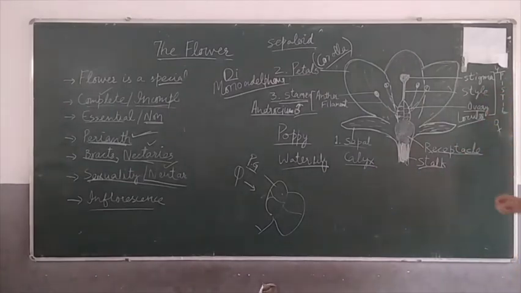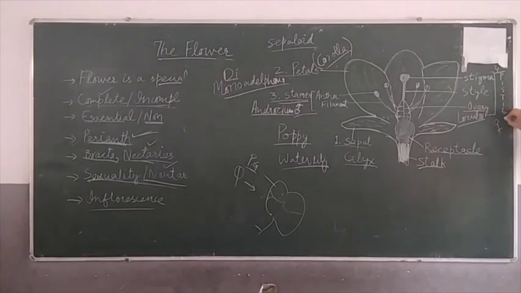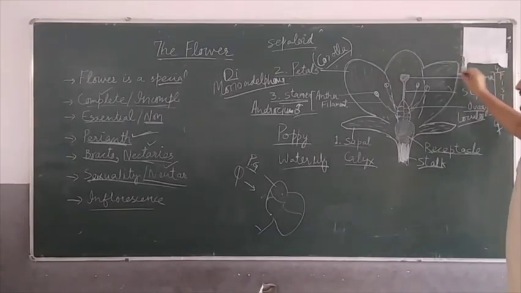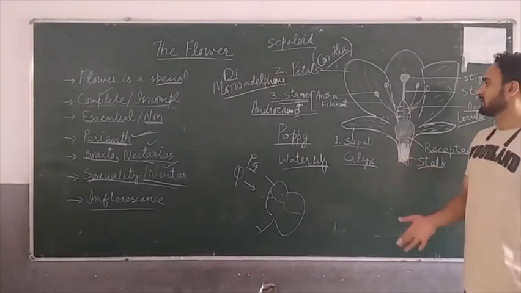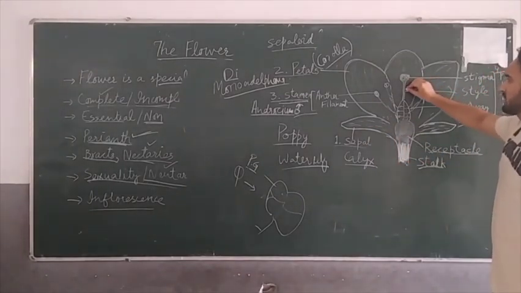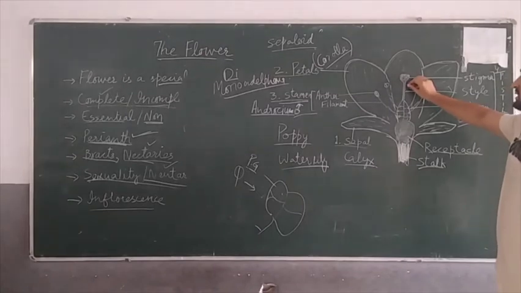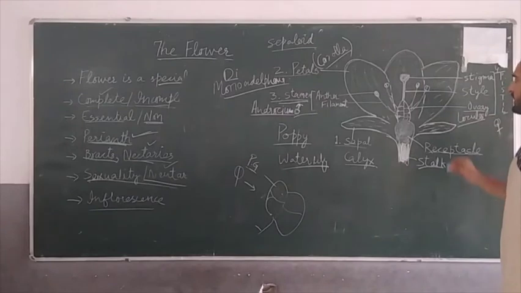Now the second is the style. Pistil is the female part of a flower, and it consists of stigma, style, and ovary. Stigma, we discussed, is a knob-like structure meant for the reception of the pollen grains from the anther. And number two is the style. Style is a tubular, slender structure which connects the stigma with the ovary, so it acts like a funnel.